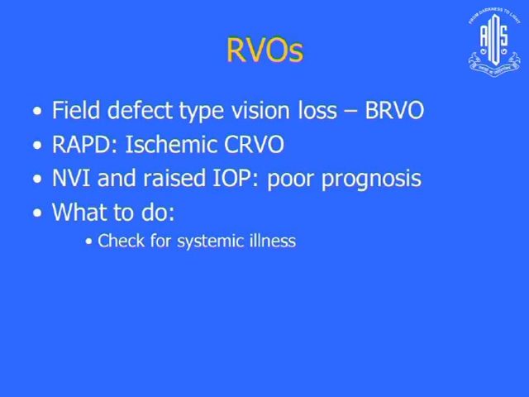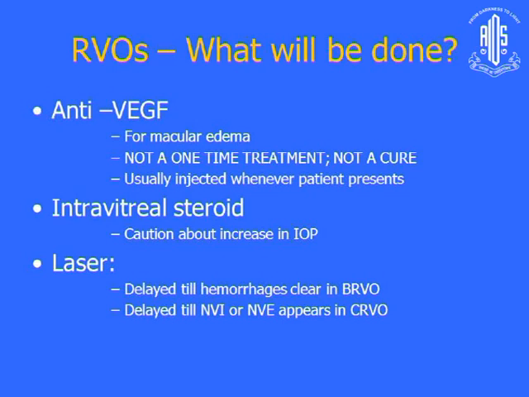And if there is neovascularization of the iris and raised IOP, then it is already a long-standing problem, and it carries a poor prognosis. Check for systemic illness at your level, and then refer to a VR surgeon who can tackle it, or a medical retina specialist.